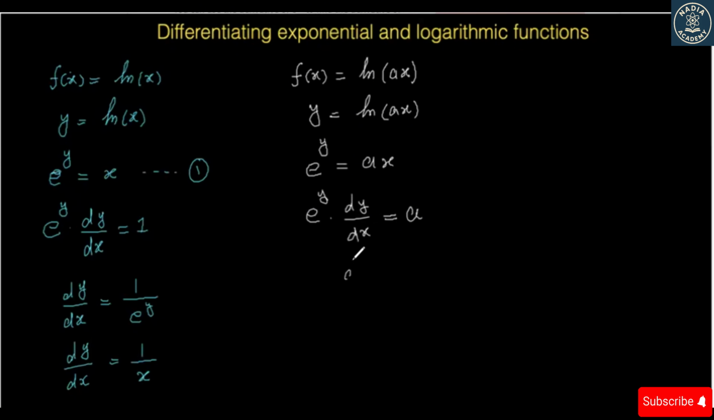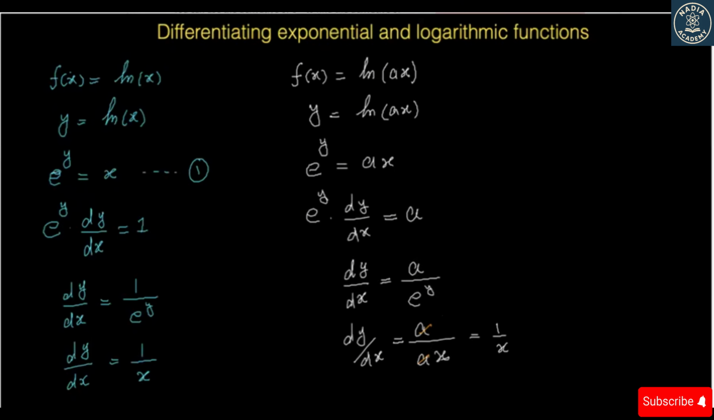So now what did we get? dy over dx is equal to a divided by e power y. So e power y is equal to ax, so dy over dx is equal to a divided by ax. Here you can see that the a has been cancelled out with the a in the denominator, and our answer is again 1 over x.